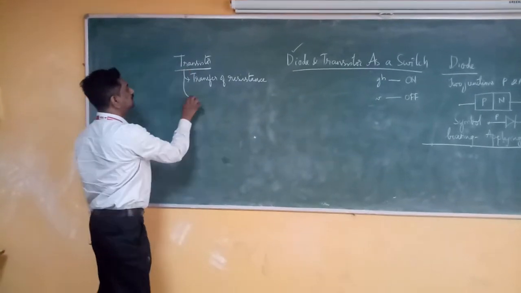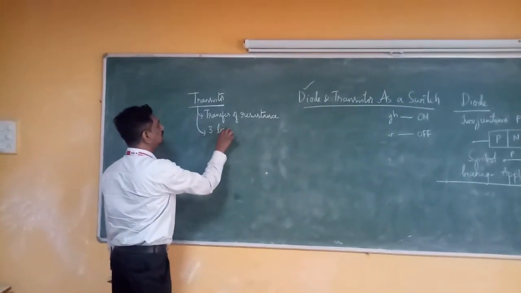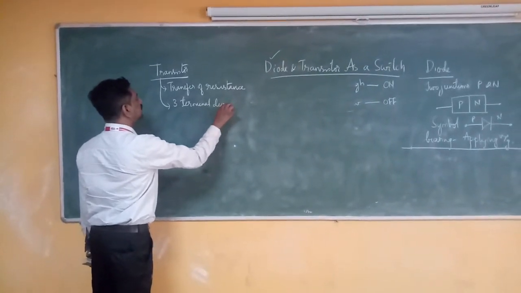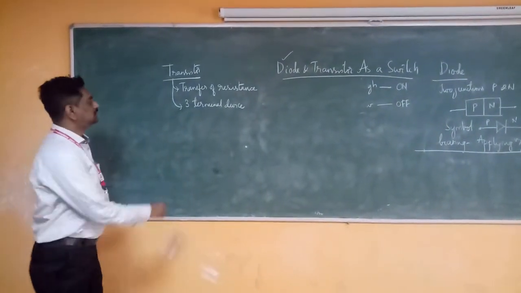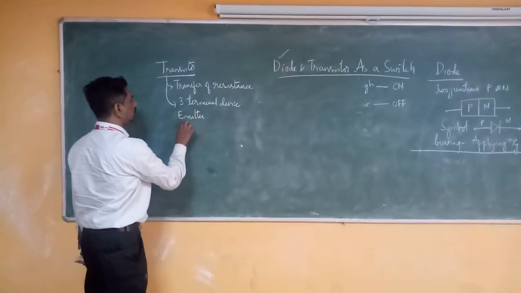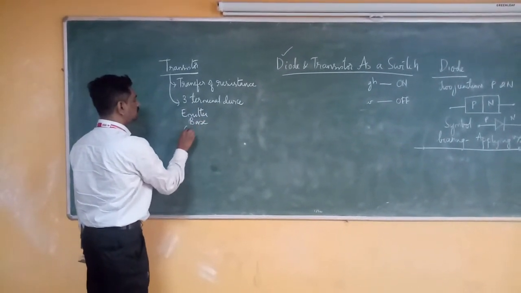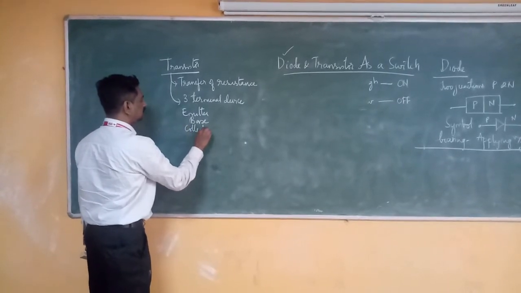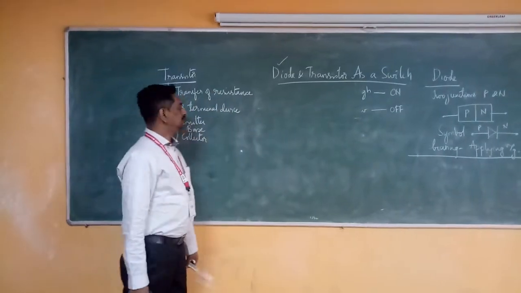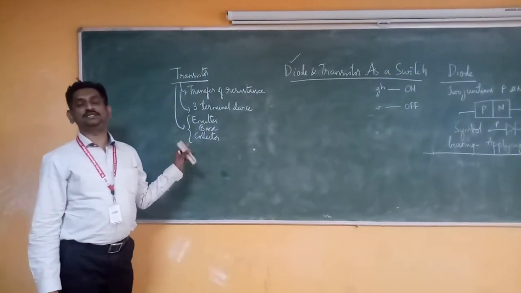This transistor is a three-terminal device. It has three terminals: emitter, base and also collector. Here we have these three terminals.